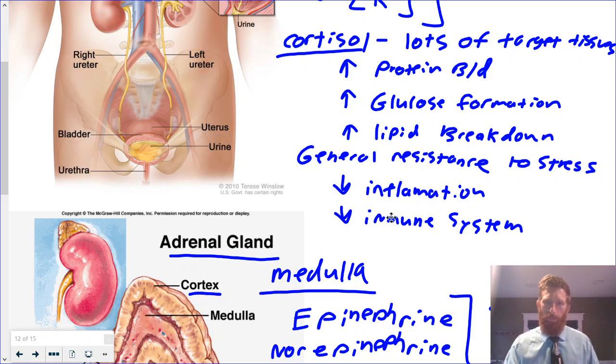And then it also suppresses the immune system, which in the short term is a good thing because then we can channel energy elsewhere. But then, of course, in the long term, that's a bad thing, and that's why being stressed for too long is not very good.